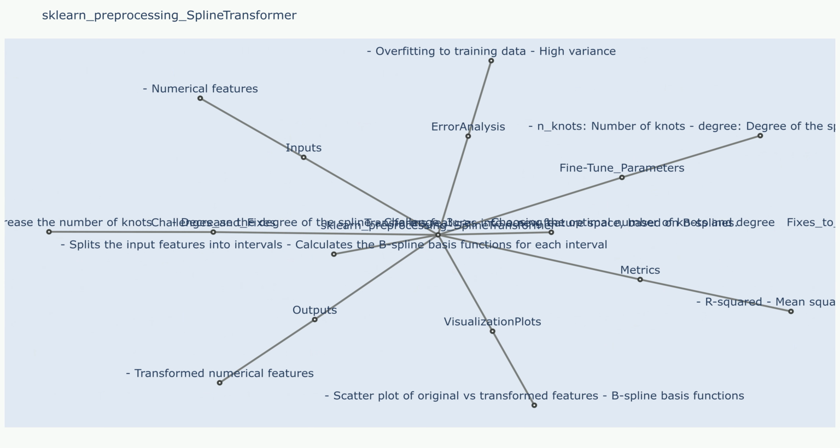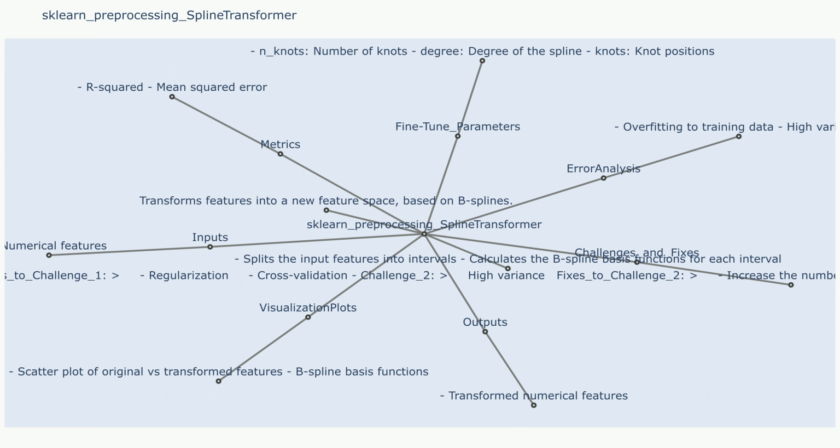Fine-tune parameters. Parameter 1: degree. This parameter determines the degree of the spline polynomial. Higher degrees lead to more complex curves, but also risk overfitting if not carefully chosen. Parameter 2: n_knots. The number of knots controls the smoothness of the spline. More knots allow the spline to fit the data more closely, but can lead to overfitting if excessive.